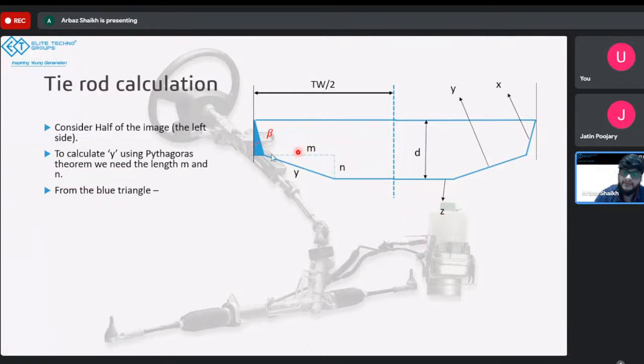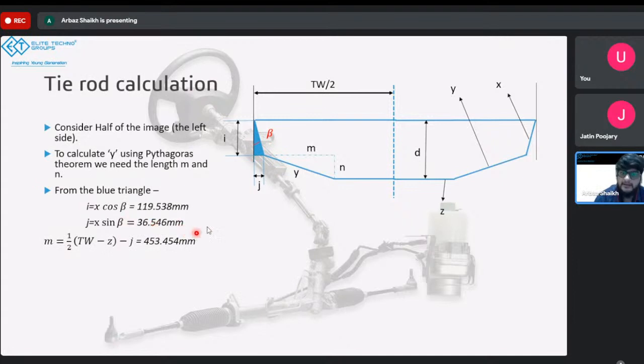So to calculate m and n, we calculated two more distances, i and j, using this blue triangle, which was x cos beta and j sin beta, which came out to be these values. And then using simple logic, j plus m plus z by 2 will be equal to t by 2. With that, we calculated m. And another simple logic, n plus i is equal to d, right? With that, we calculated the distance n. And once we knew these two distances, by simply putting them into the Pythagoras theorem, we found out the value of y, which is 460 mm.